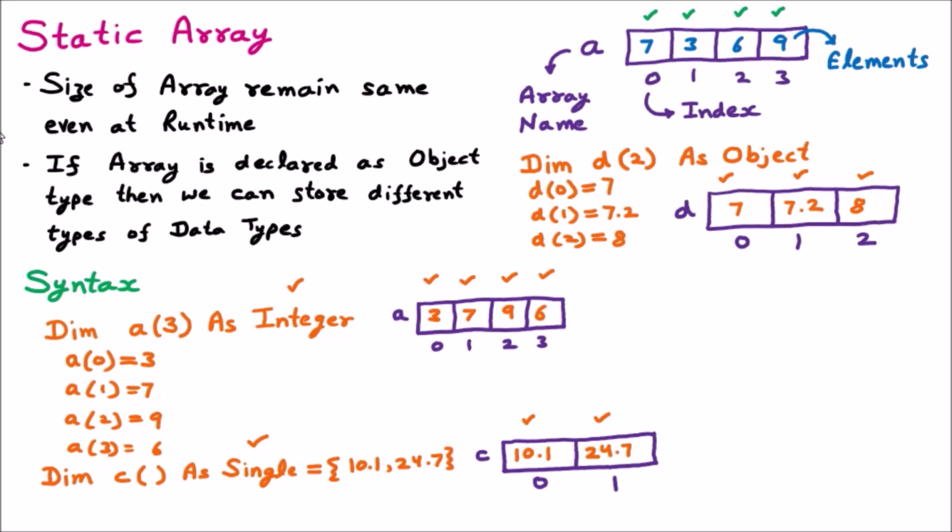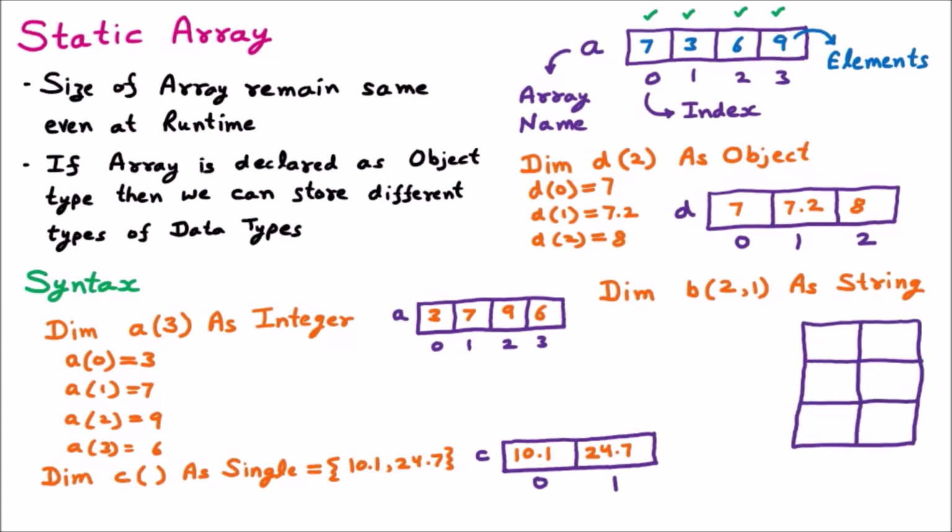So I am taking one more example. Dim B21 as string. This is the example of 2D array. So the name of array is B. First of all we are mentioning here the name is B. Now rows are 2. That means starting from 0, 1 and 2, so 3 rows are there. Now 1 column, that means 0 and 1, so 2 columns are there.